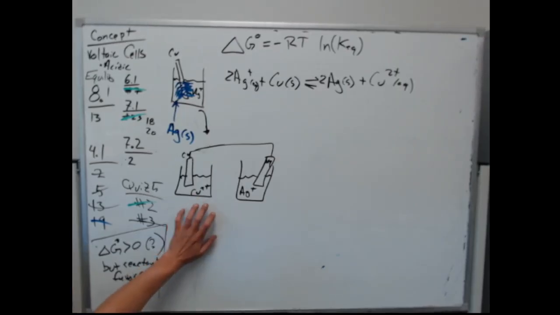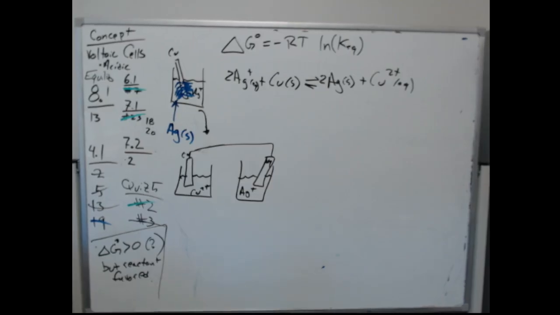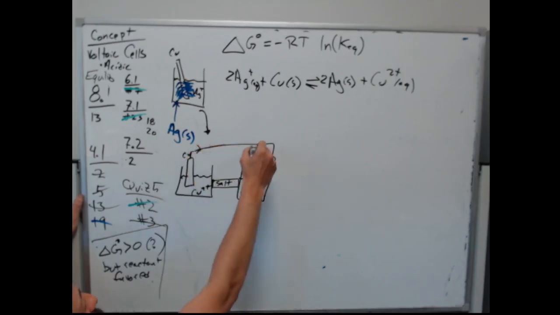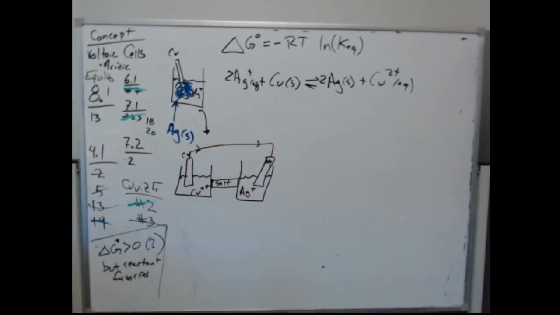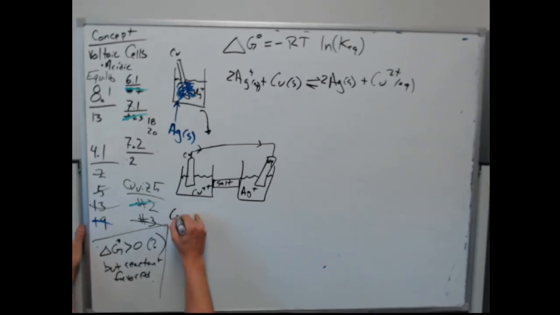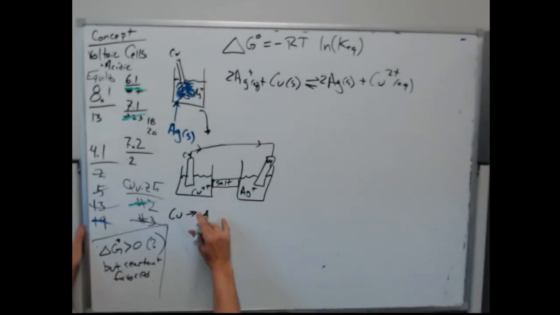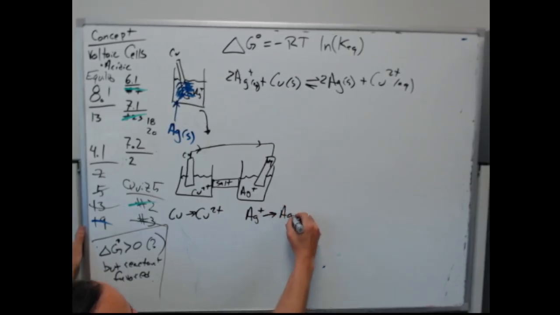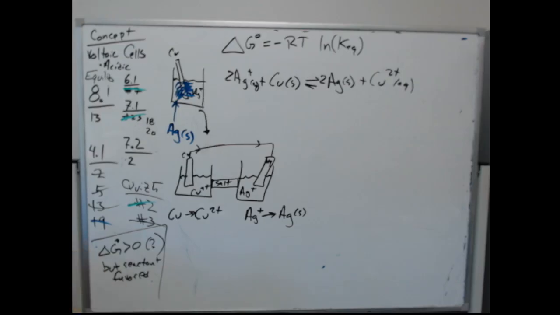I can make half reaction happen over here, half reaction happen over here, as long as they're connected through the solution and through the electrodes. We need a non-reactive salt bridge, and we need a non-reactive wire connection. If we have those two things, I can essentially do a copper to copper 2 plus reaction, and I can do a silver plus to silver solid reaction. And I can do those two reactions away from each other.